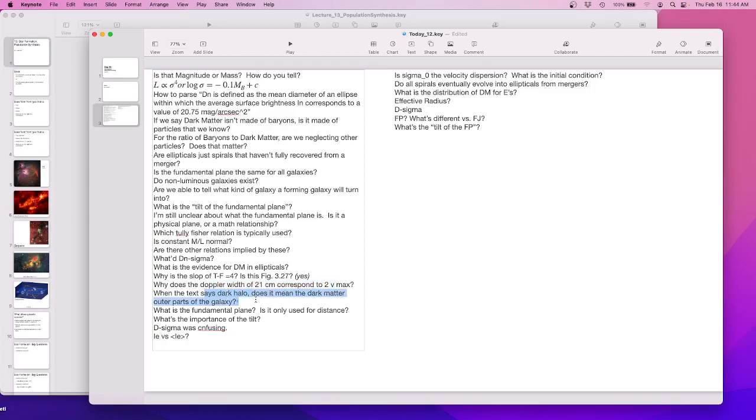When the text says dark halo, does it mean the dark matter outer parts of the galaxy? Yeah, so a galaxy is a big ball of dark matter, and in it is some stars. A galaxy cluster is a bigger ball of dark matter, and in it are some galaxies. So we get these roughly spherical, round regions of dark matter, and inside are galaxies. And sometimes they run into each other. Sometimes you have smaller blobs of dark matter inside. Yeah, when it says dark halo, it means the dark matter outer parts of the galaxy. So it's like a full sphere, not just like a ring. Yeah, that's right.